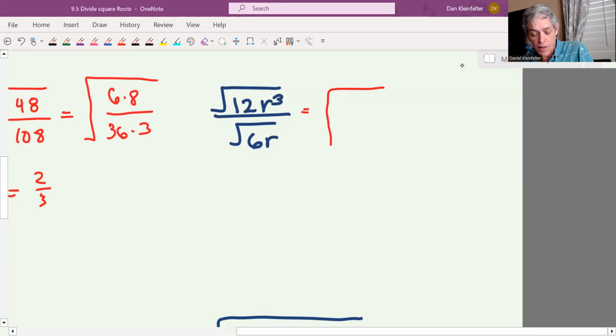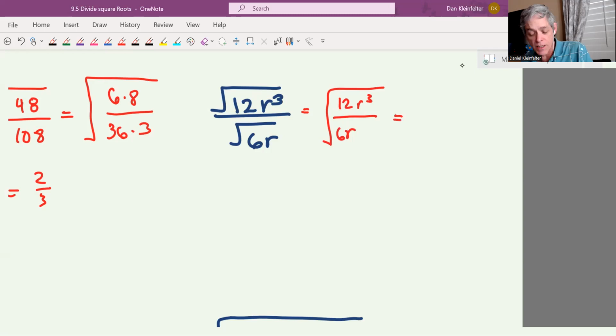All right, so if we want to combine these roots, we'll have the square root of 12r cubed over 6r. And here the numbers 12 divided by 6 will give us a 2 in the numerator.